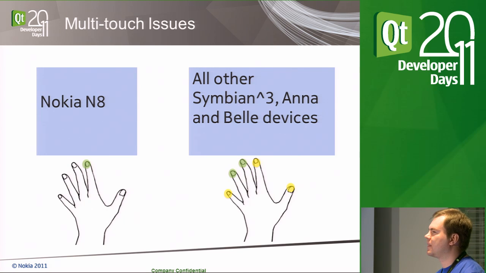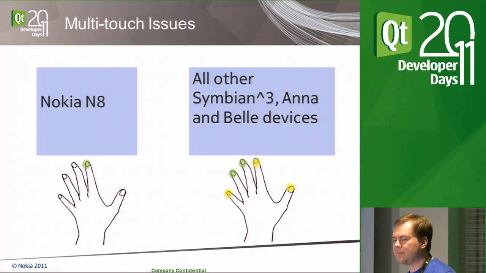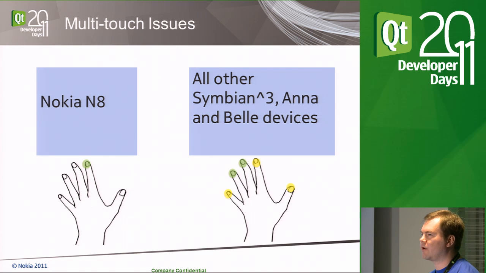Then about multi-touch issues. First, I would like to say that there's a hardware limitation in the Nokia N8. It comes with dual touch hardware, but unfortunately, I would say the hardware can only handle one finger, because if you put two fingers there and drag the screen a little bit, sometimes the X and Y axes flip. That's because there's a hardware issue in the N8 touch controller.